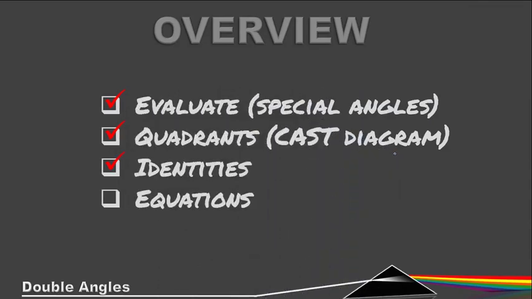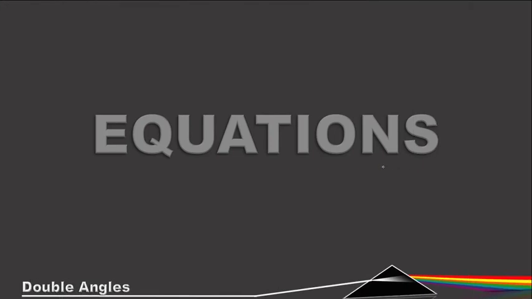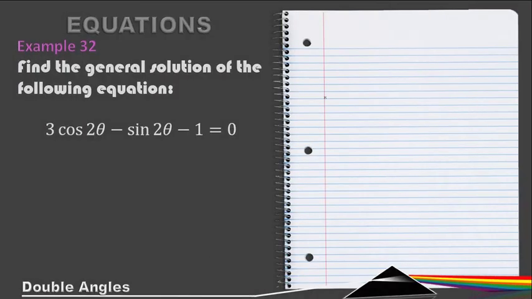Okay, so that was the identities. We now move on to the trigonometric equations. Now, the first example, find the general solution of the following equation. If we look at this, it looks quite daunting, but the first thing I see is I've got my cos 2 theta and sine 2 theta over here. And what I'm going to do is just replace it.